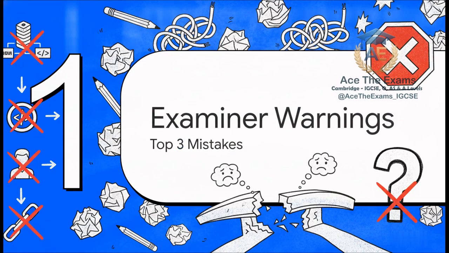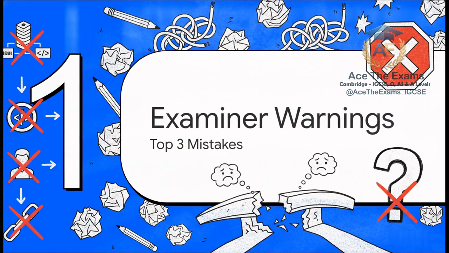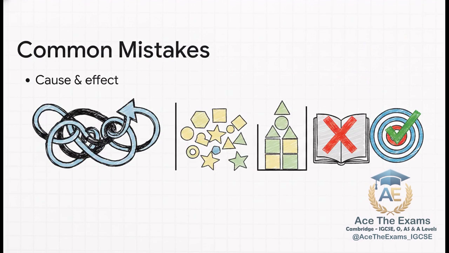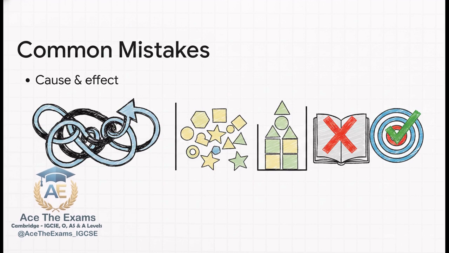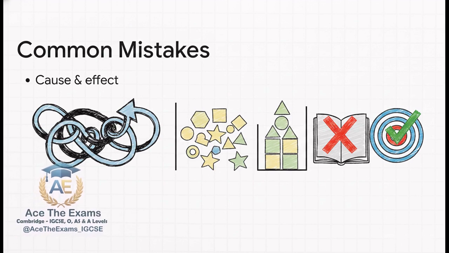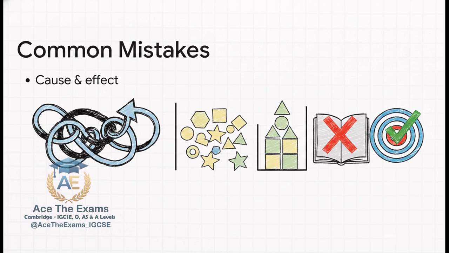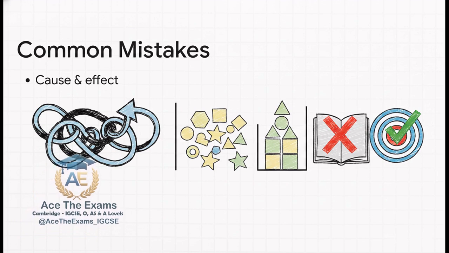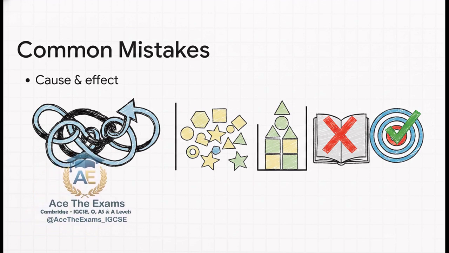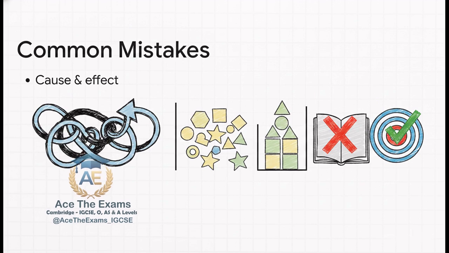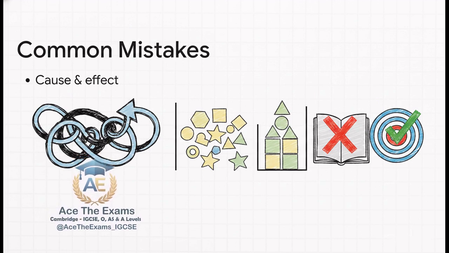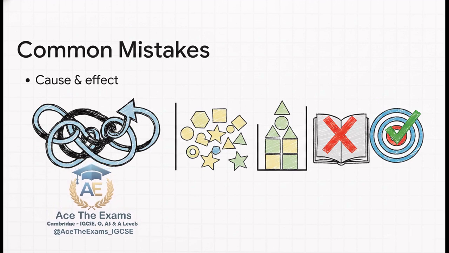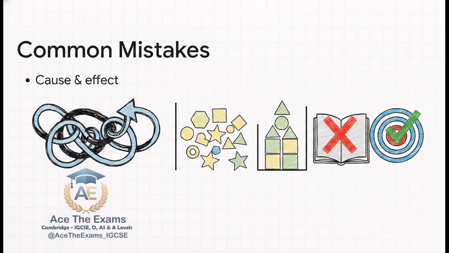First up, Section 1, the top 3 examiner warnings. Now, what's genuinely fascinating about these 3 specific warnings is that these mistakes have absolutely nothing to do with a lack of technical knowledge. It's entirely a lack of systematic reasoning. First, examiners constantly report that students confuse cause and effect. For instance, when explaining how an interpreter handles an error versus how a compiler does, candidates like our friend Alex often mix up the root cause of the system's behavior with the resulting effect on the user experience.